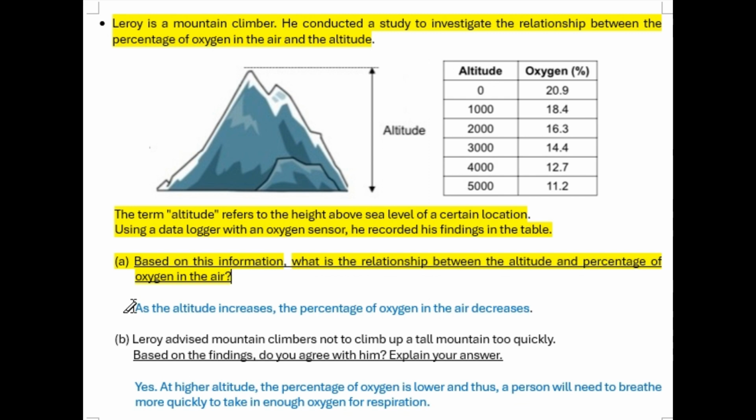As the altitude increases, the percentage of oxygen in the air decreases. B. Lyra advised mountain climbers not to climb up a tall mountain too quickly. Based on the findings, do you agree with him? Explain your answer. Yes. At higher altitude, the percentage of oxygen is lower and thus, a person will need to breathe more quickly to take in enough oxygen for respiration.